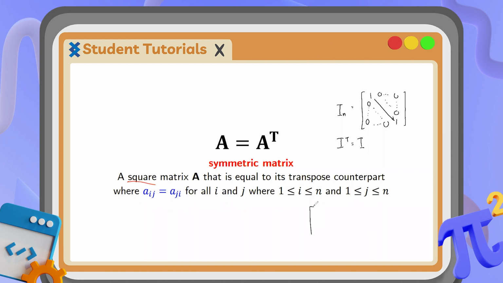Another example would be, let's say, 1, 1, 1, 5, 5, 2, 2, 3, 3. Or let's say 1, 0, 7, 2, 2, 10, 10, and 3, 3. That's also another example of a symmetric matrix, because if you get the transpose, you'd still get the same answer. So that is for symmetric matrices.